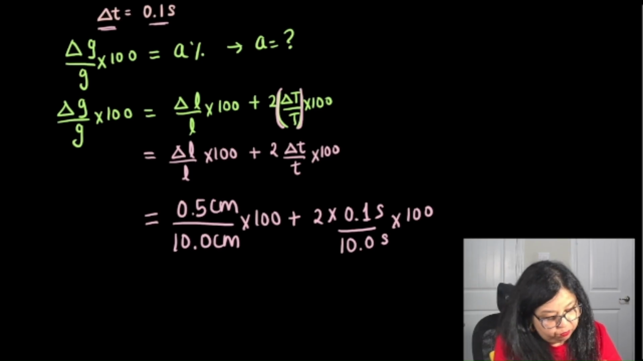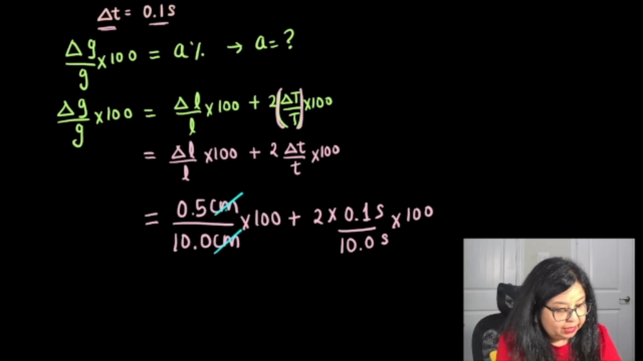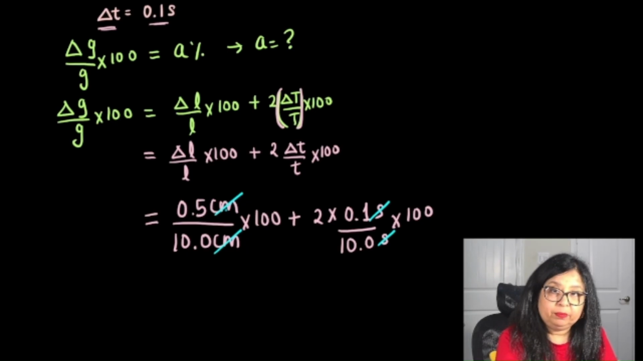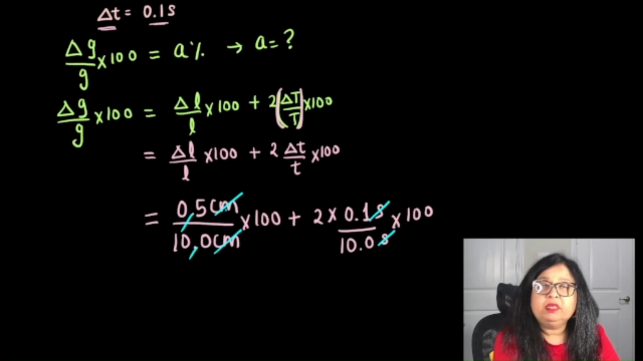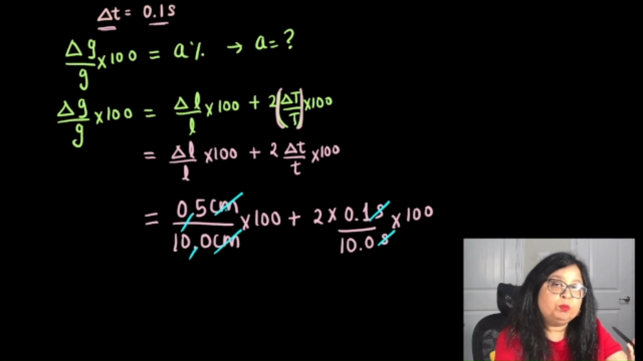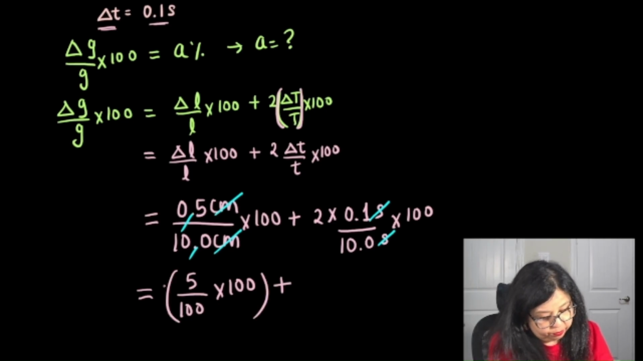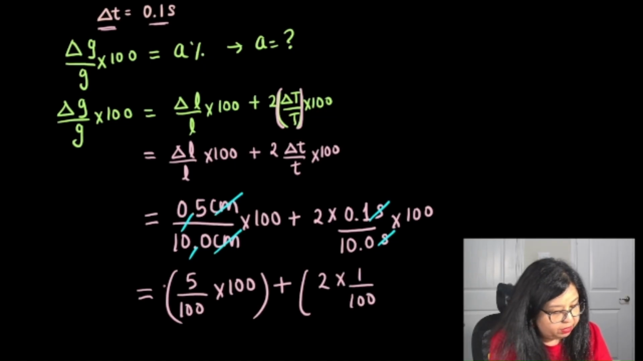Next thing I'm going to do is, in the first term, centimeter cancels centimeter. In the second term, seconds cancel seconds. Now, we see that in the first term, we have 0.5 at the top, 10.0 at the bottom. Multiply and divide by 10. So when you multiply by 10, 0.5 gives you 5, and 10 times 10.0 at the bottom gives you 100. So basically what I'm saying is we're getting rid of these decimals. And I could just cancel out these decimals as long as the number at the top goes to the same number of decimal places as the number at the bottom. Alright, with that being done, I have 5 divided by 100 times 100. That's my first term. Same way, the second term becomes 2 times 1 divided by 100 times 100.